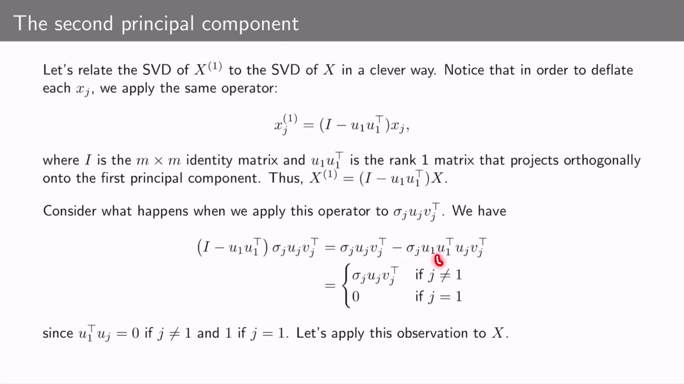Let's notice this special product right here in the middle, u1 transpose times uj. The uj are orthonormal, so this product is either 0 or 1. If j is not equal to 1, then this product is 0. So this whole term drops off, and I'm left with sigma j uj vj transpose. If j is equal to 1, then this product is 1. So I'm left with sigma 1 u1 v1 transpose minus sigma 1 u1 v1 transpose, and it's equal to 0.